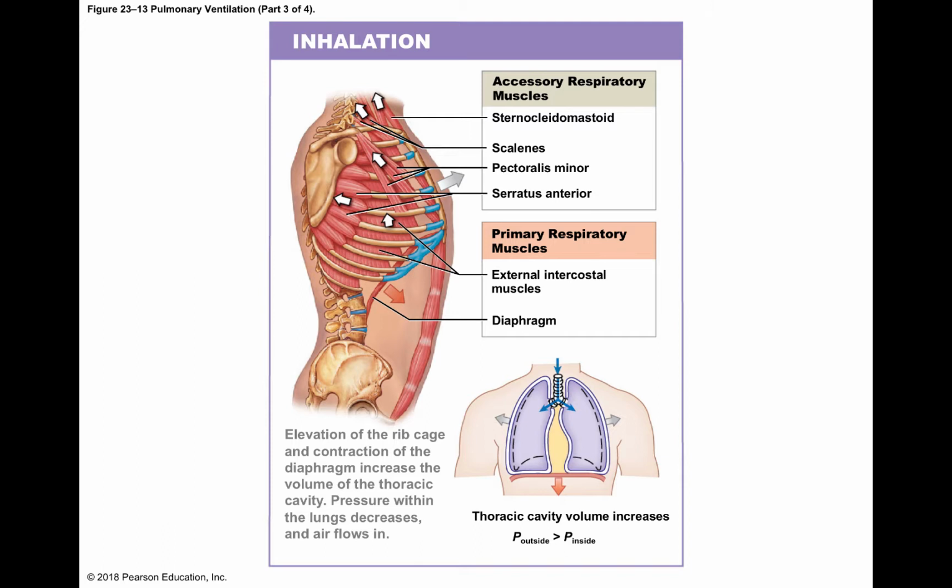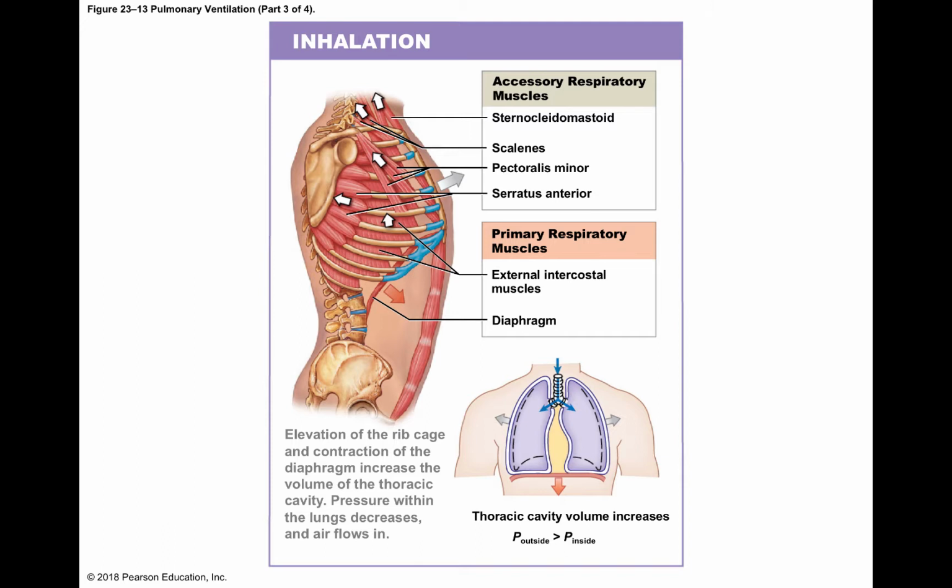So that's just during quiet breathing. If you have more forced breathing, like a condition such as asthma, or if you're exercising, where you have to bring in even more air than what normally comes in, then you're going to have to recruit some accessory respiratory muscles to try to get that to go faster, right? To have that thoracic cage get larger faster.